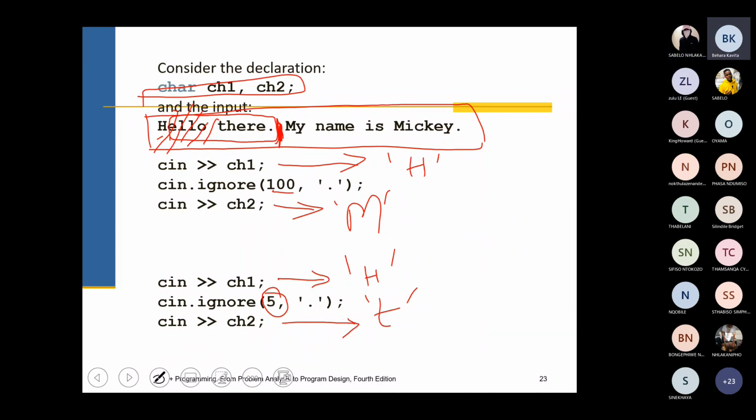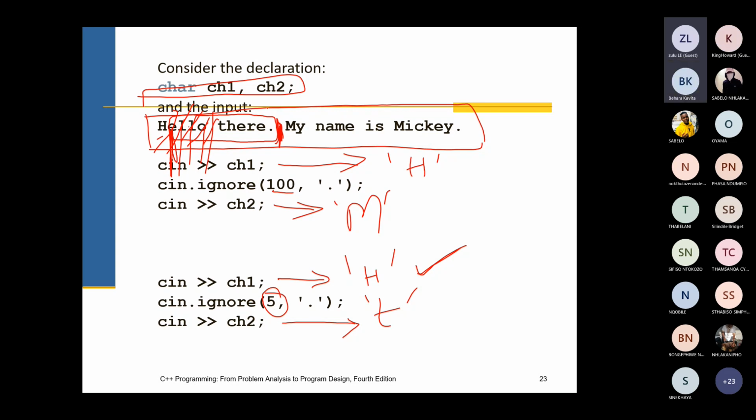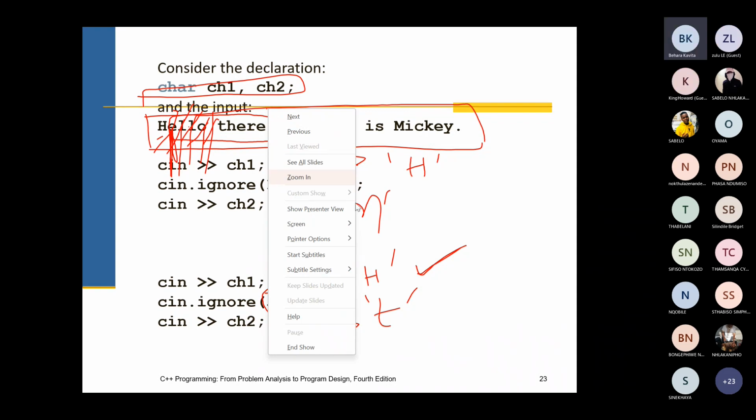E is 1 because I've already printed H. So where am I sitting? My cursor is sitting at E. E is 1, L is 2, again L is 3, O is 4, space is 5. So what is the value of CH2? It's a T. Sorry, Miss. So we have a space there. Because we are using characters here, we start at 0, but in terms of my counting, I cannot do that.